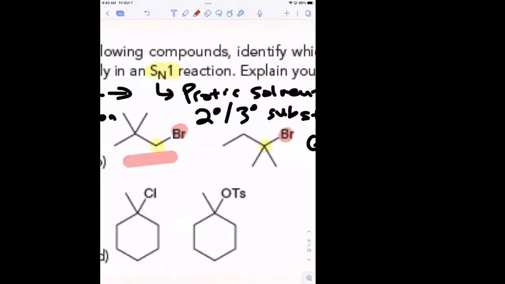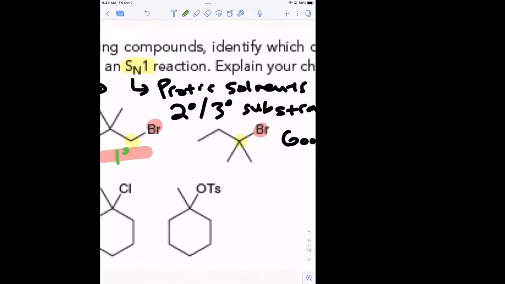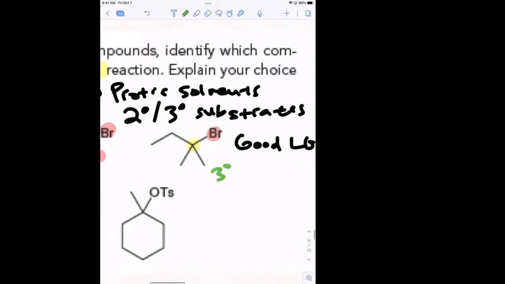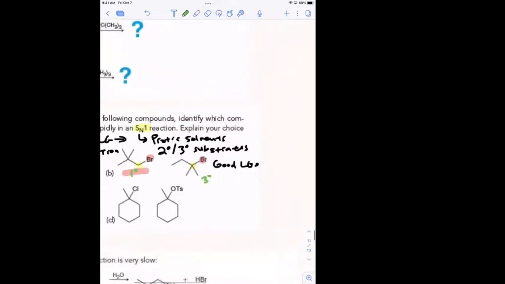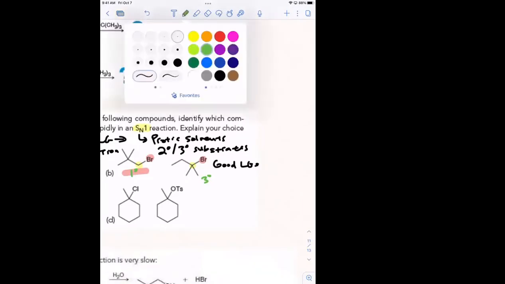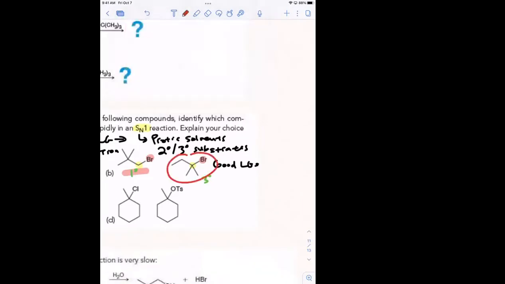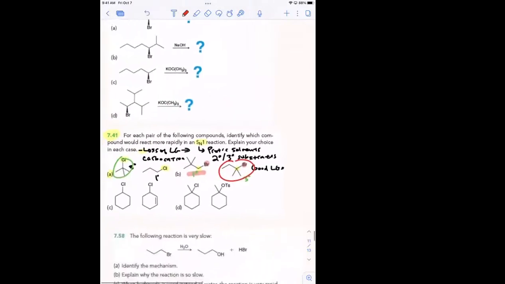Okay, so that's primary, so it should be SN2. Yeah, exactly. And this is tertiary. So again, the same as the previous example. Which one is faster? Which one is going to give you the most stable carbocation intermediate? That's what it's asking. Okay, so that would be the tertiary. Yes, it will be this one. All right. What about here?